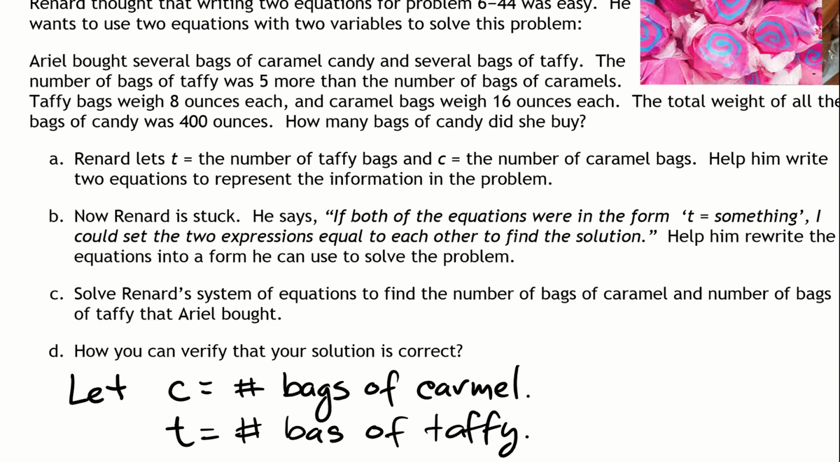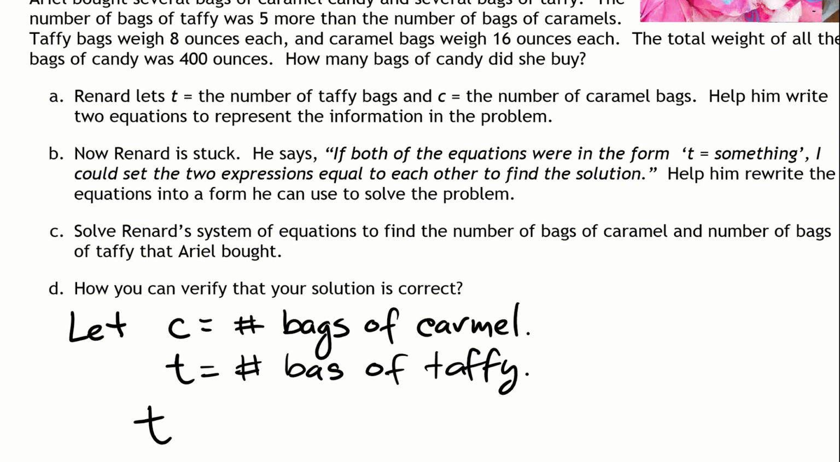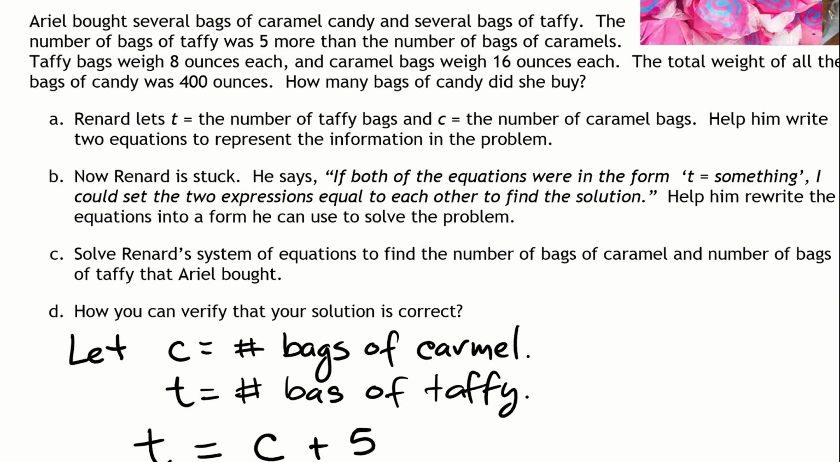And this says, I hope you're doing okay. I don't know if I am. That almost blew my mind. It says the number of bags of taffy was 5 more than the number of bags of caramel. 5 more than. Okay, so the number of bags of taffy was 5 more than the number of bags of caramel. There we go. I'm feeling better now. So if I bought 2 bags of caramel, that would have to be 7 bags of taffy. Right?